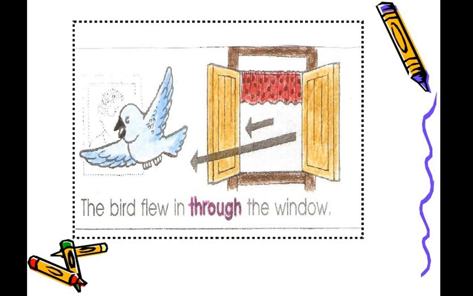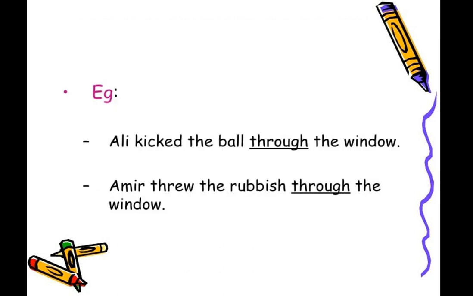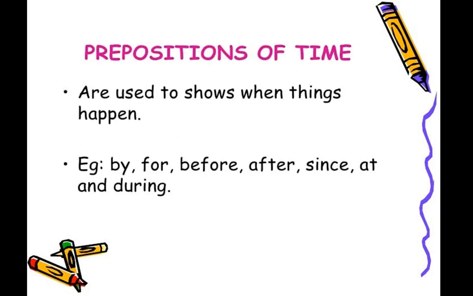The bird flew in through the window. Okay, as you can see, the bird has come from outside through the window. Ali kicked the ball through the window. Amir threw the rubbish through the window.